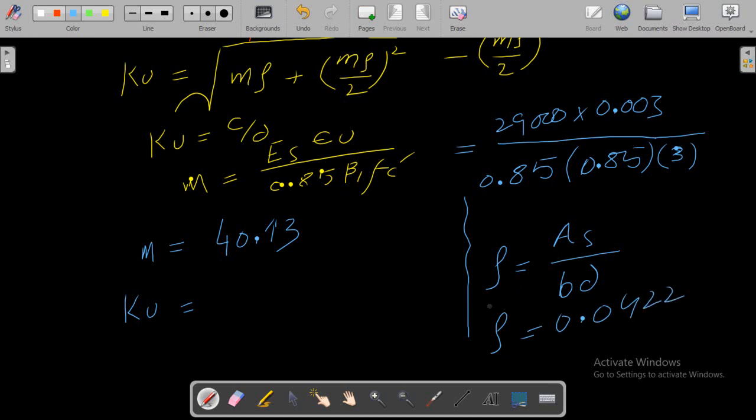So we have rho here, right? We have the m value right here. So you need to plug all the values into this equation. What you get from this equation is the value of ku, that is 0.705. This one will be the value of ku if you use that equation, right?